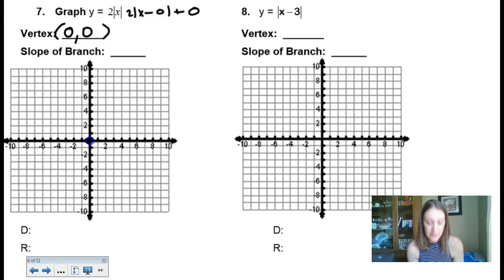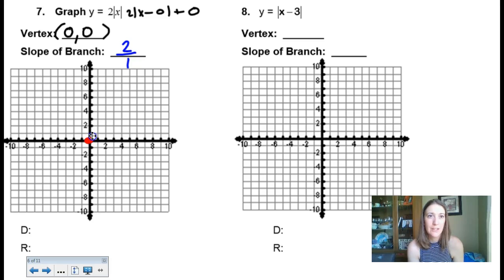So it's got a vertex at 0, 0. It's a different color because I can't see that. And then the slope of the branch is the a value. So 2. Think about slope, guys. Slope is rise over run, yes? So it's 2 over 1.